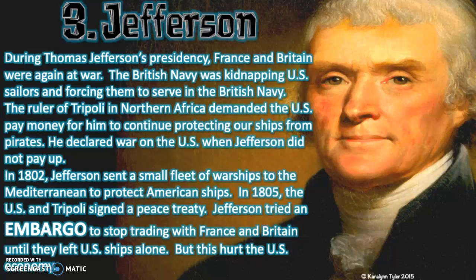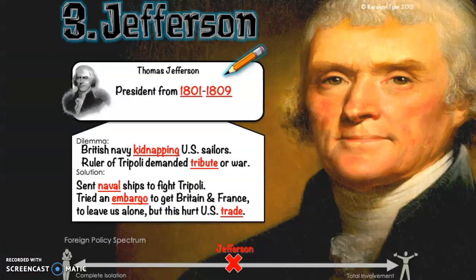Something else Jefferson tried to do was to put an embargo on trade with France and Britain. An embargo simply means that you stop trading with another country. And while it hurts them because that means they're not getting money from our trade, it also hurts us because that means our business people are not getting money from the trade either.